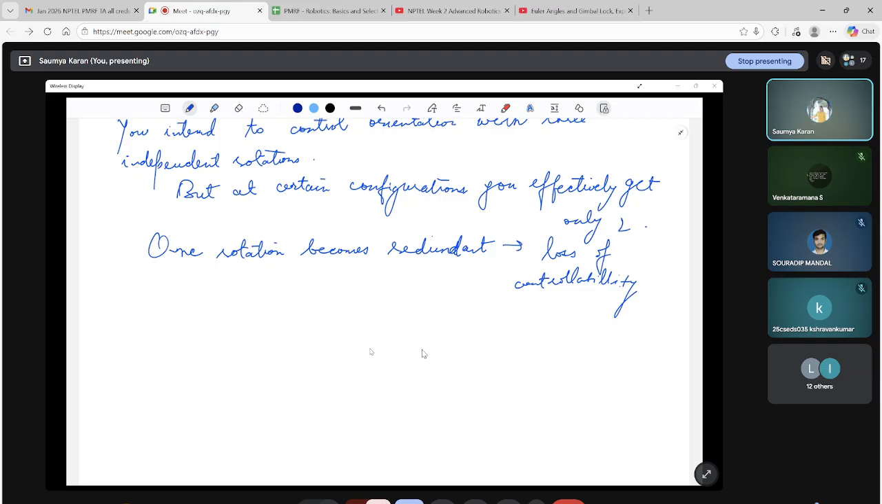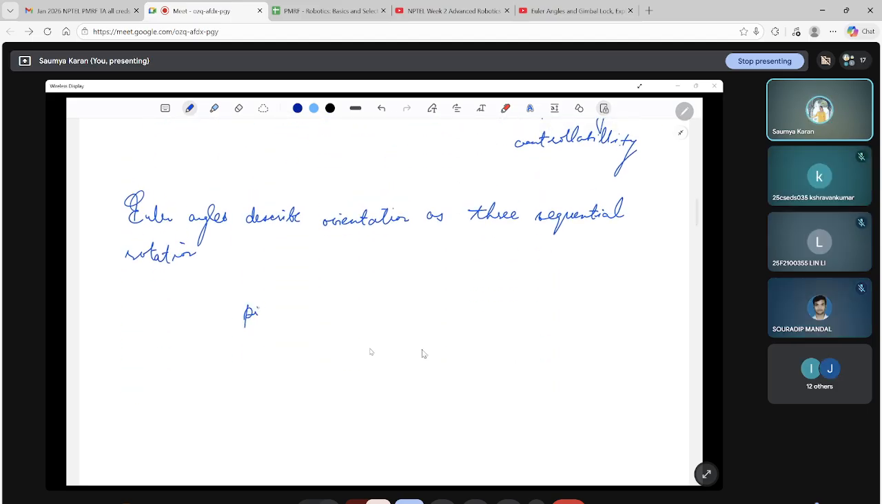So the correct answer is Euler angles, because Euler angles describe orientation as three sequential rotations. All right. So this is a problem, for example, when pitch is plus minus 90 degrees in ZYX. We lose 1 degree of freedom. A classic example is an aircraft pitching at plus minus 90 degrees. So yaw and roll become indistinguishable, right?